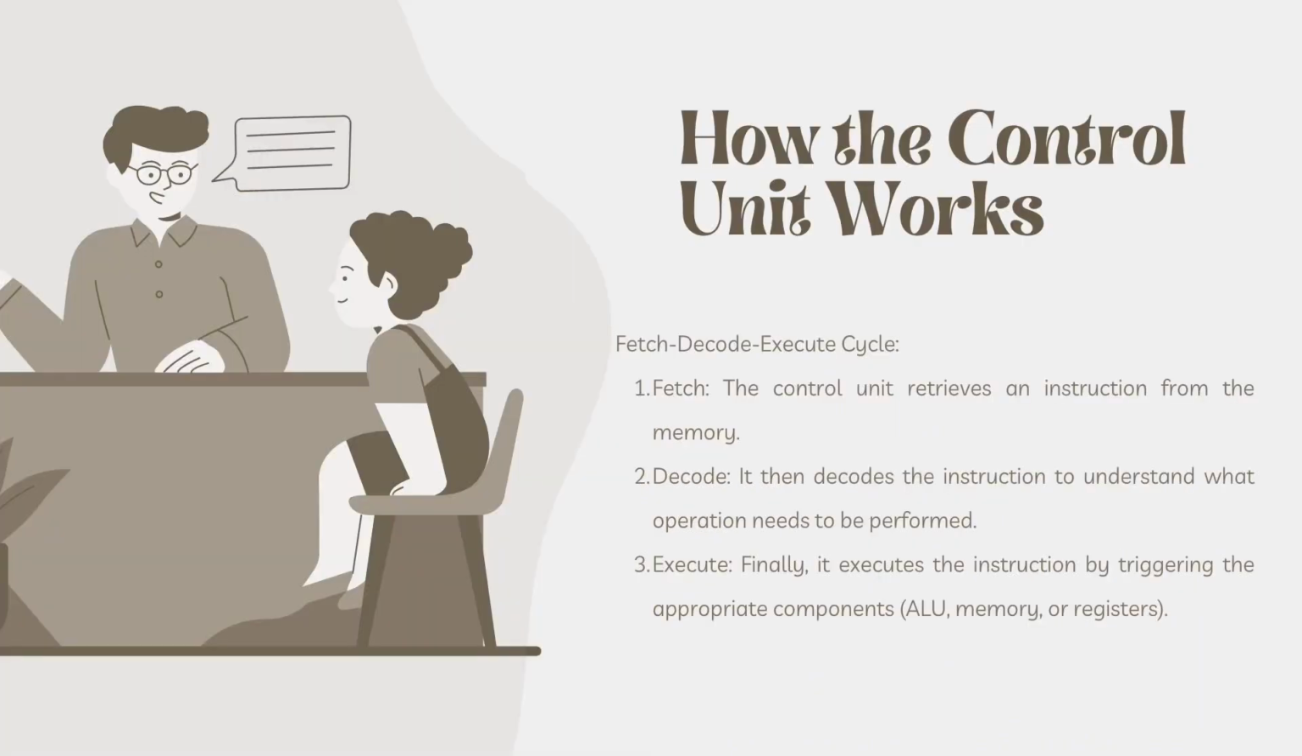How the control unit works: fetch, decode, and execute cycle. Number 1. Fetch. The control unit retrieves an instruction from the memory. 2. Decode. It then decodes the instruction to understand what operation needs to be performed. 3. Execute. Finally, it executes the instruction by triggering the appropriate components: ALU, memory, or registers.